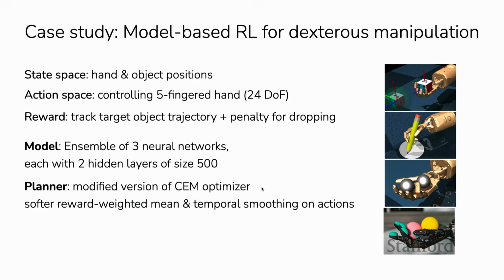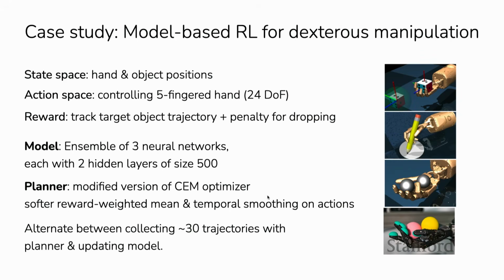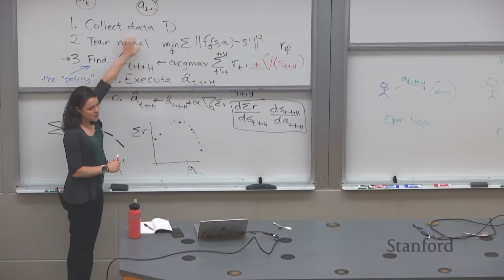And then the planner is a modified version of the cross-entropy method. It's going to be using iterative resampling of the actions. The modifications are that it's going to use a softer reward-weighted mean, and it does some sort of temporal smoothing on the actions to encourage search over actions that are taking smoother trajectories. But you can basically think of it as the cross-entropy method, or this kind of iterative sampling-based optimization. Then they alternate between, in step 1, collecting 30 trajectories and updating the model.